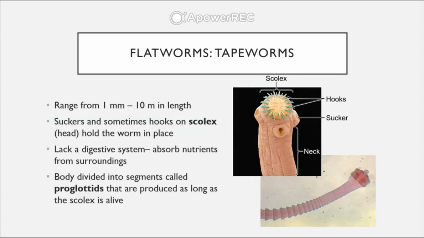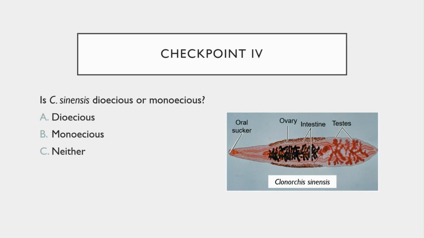And the body is divided into segments that are called proglottids. They are produced as long as the scolex is alive. So if this tapeworm was to break at some point in its body, as long as it has a scolex, it will continue to survive. Checkpoint 4. Is C. sinensis dioecious or monoecious?